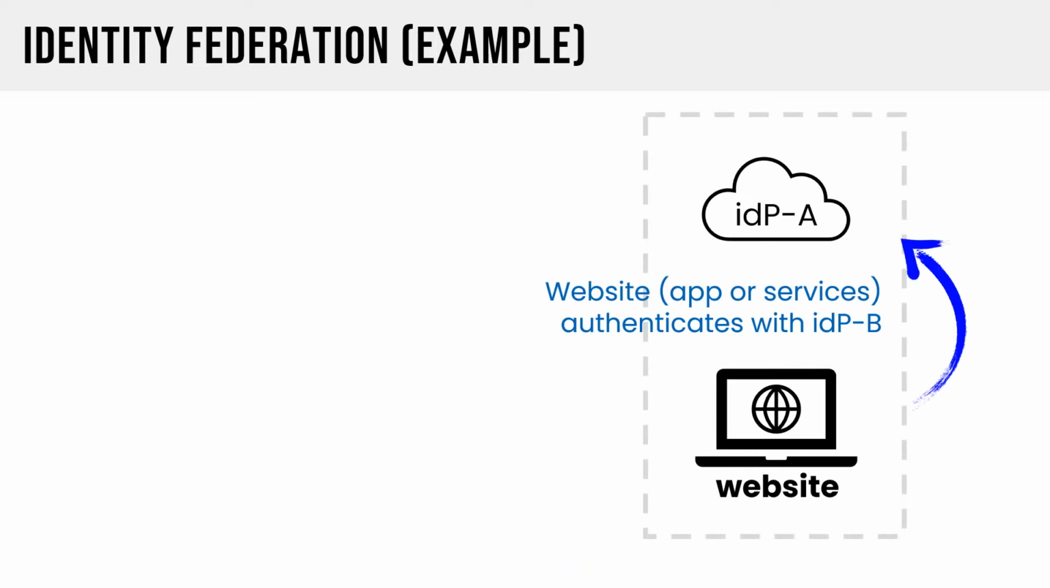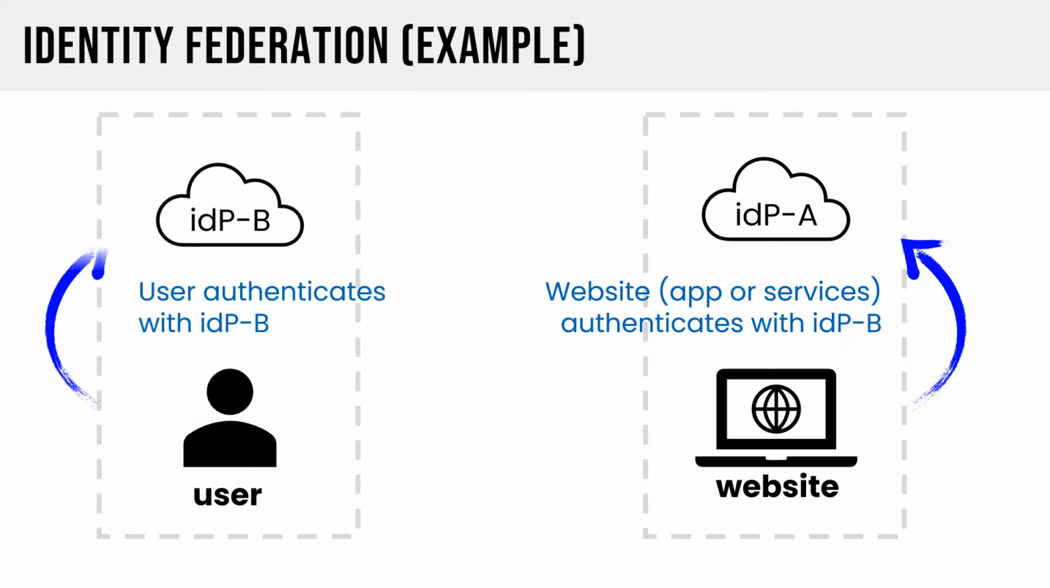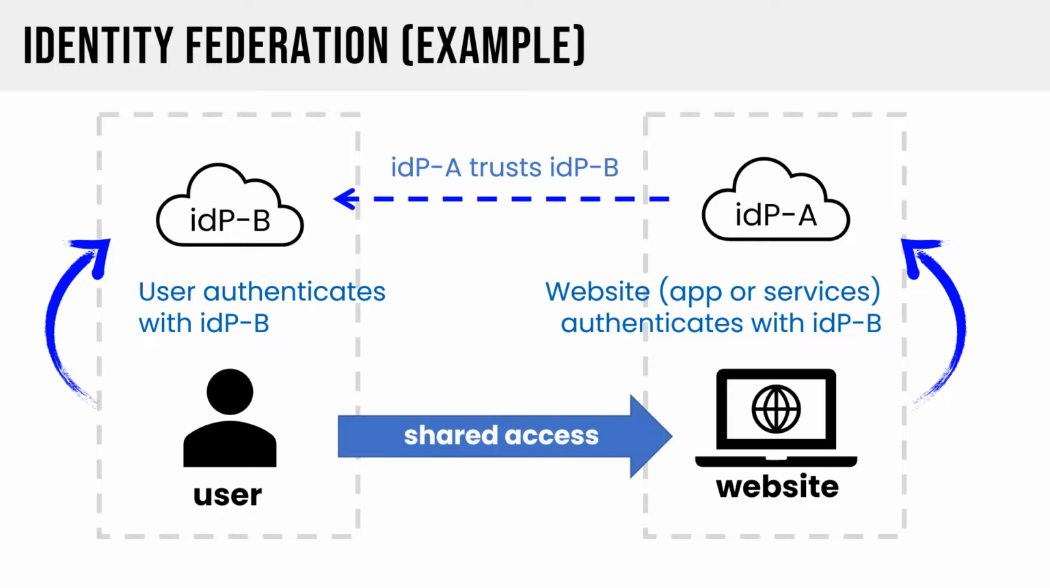So let's look at an example here. We have a website that uses identity provider A, and we have a user that authenticates to identity provider B. And identity provider A has a trust relationship configured with provider B. So when the user's credentials are passed to the website, it trusts the user and allows access.